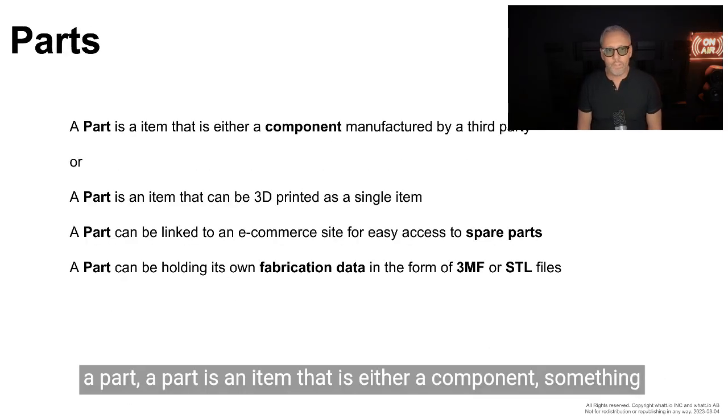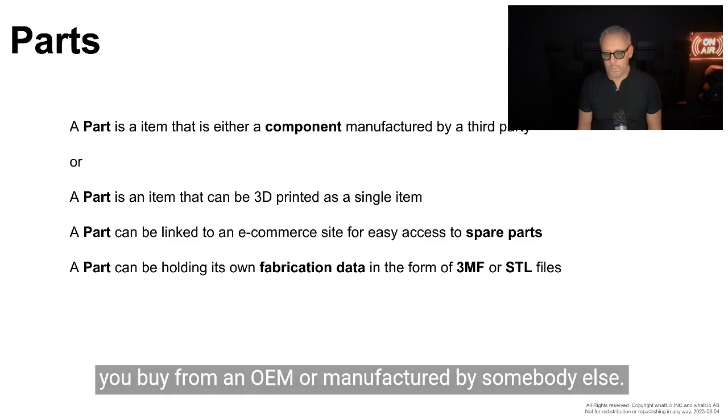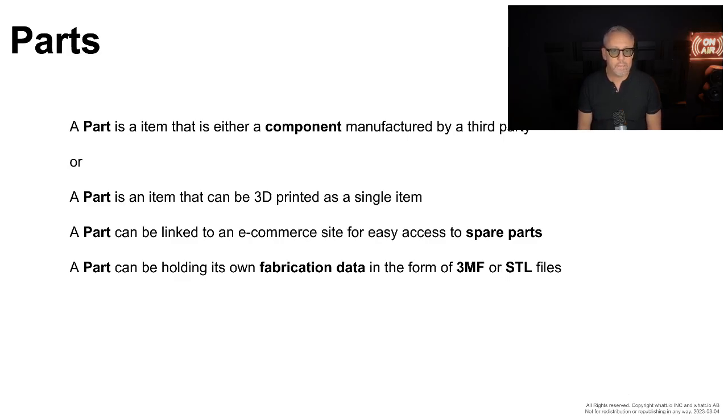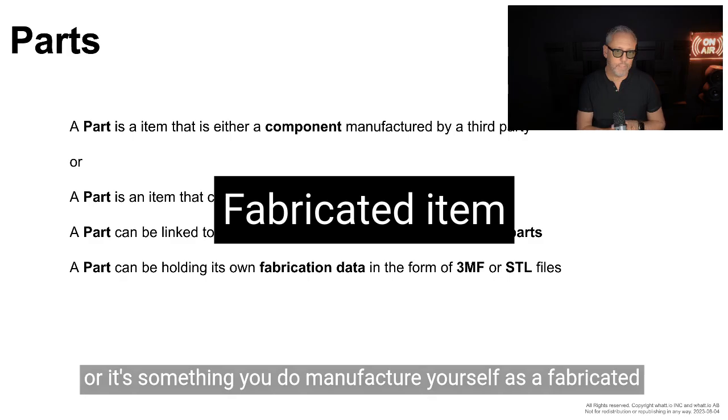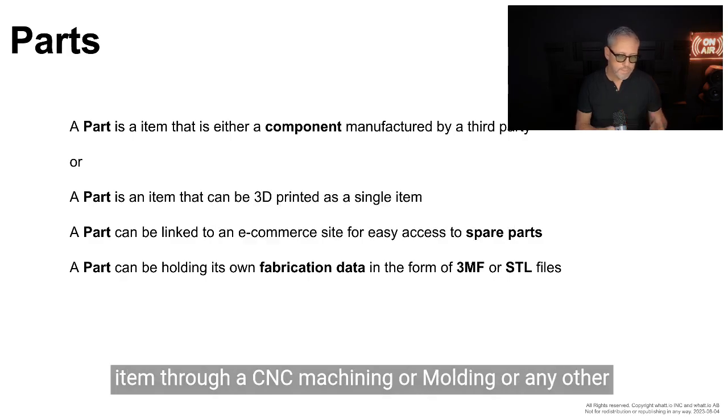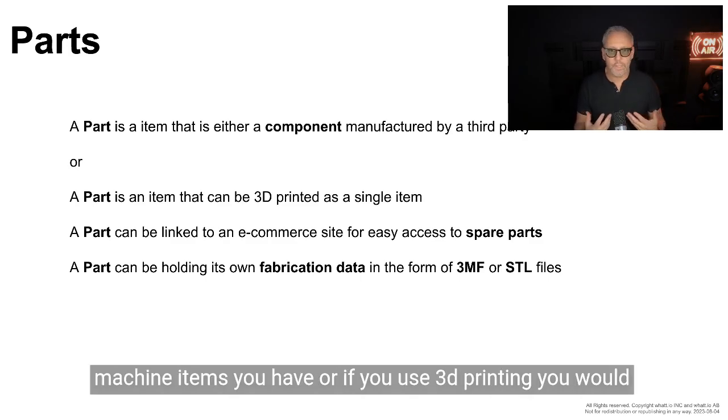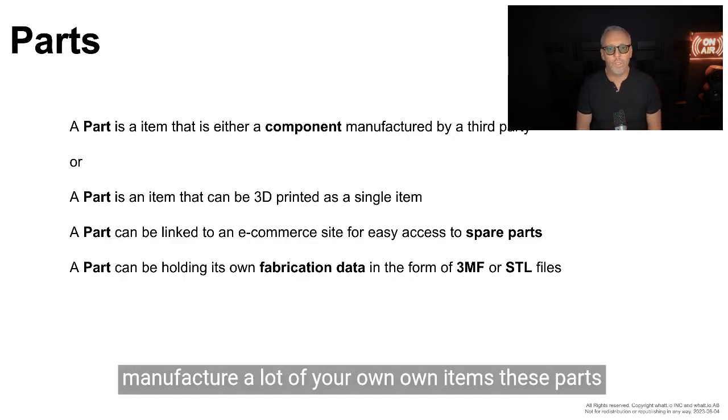A part is an item that is either a component, something you buy from an OEM or manufactured by somebody, or it's something you do manufacture yourself as a fabricated item through CNC machining or molding or any other machine items you have, or if you use 3D printing, you would manufacture a lot of your own items.